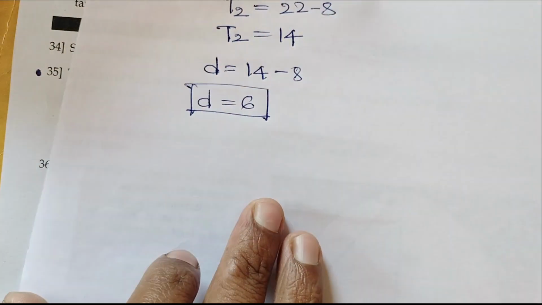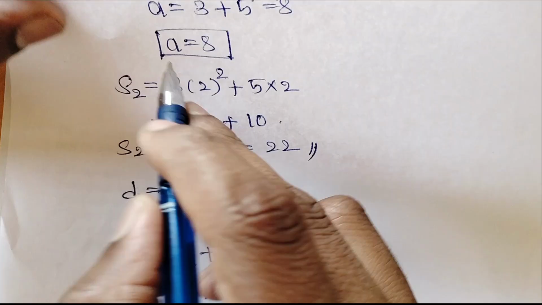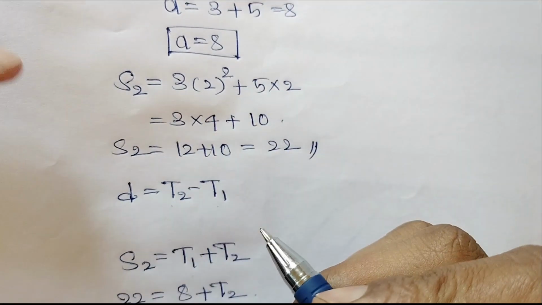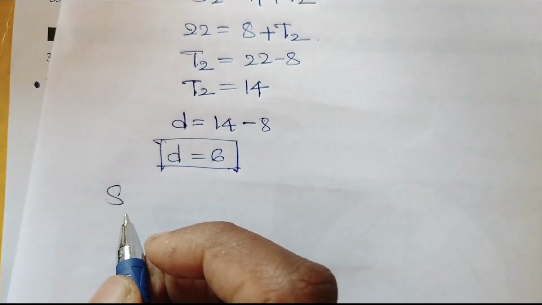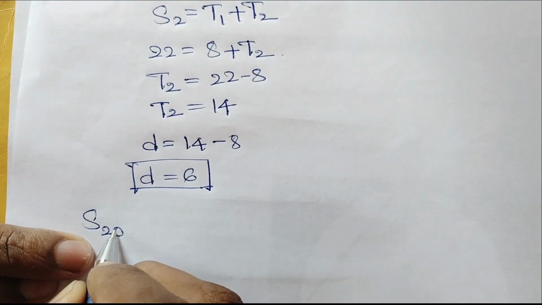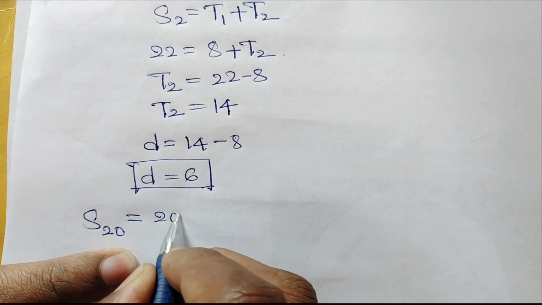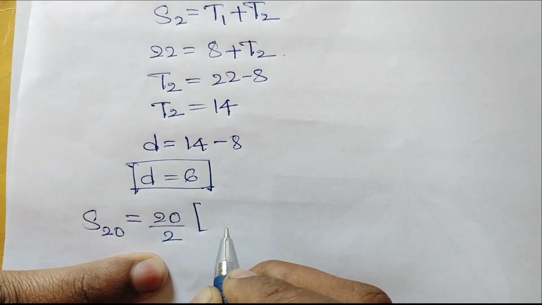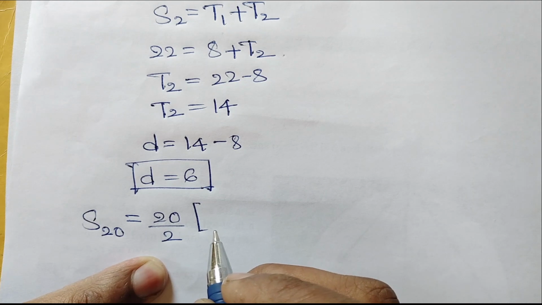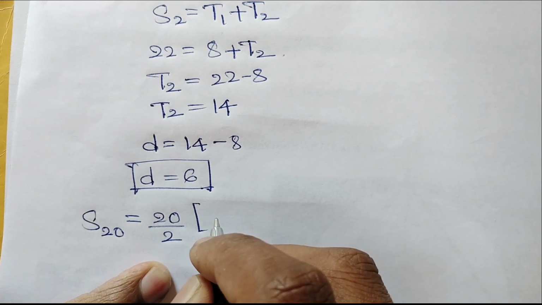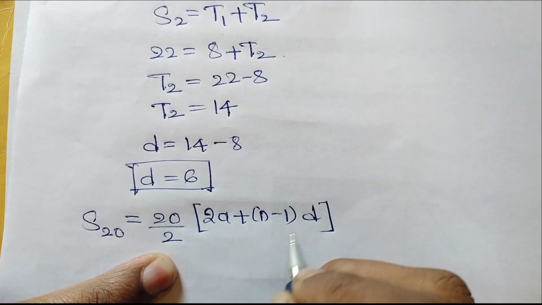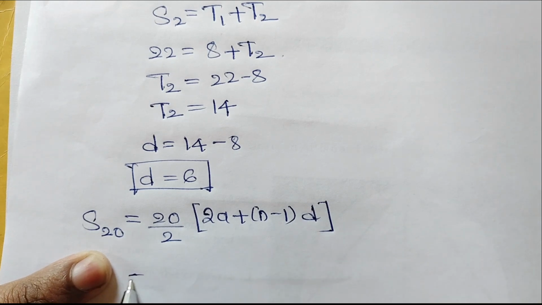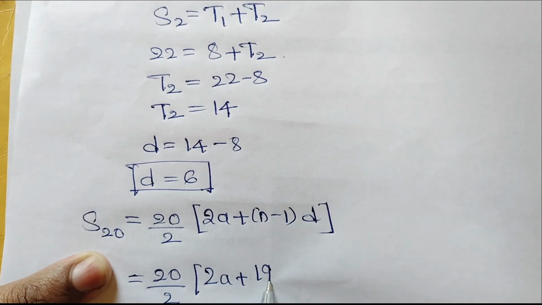Next we know the common difference and the first term. Next we can find the sum of the first 20 terms, that is 20 by 2 into the formula 2a plus (n minus 1) into d, that is 20 by 2 into (2a plus 19d).